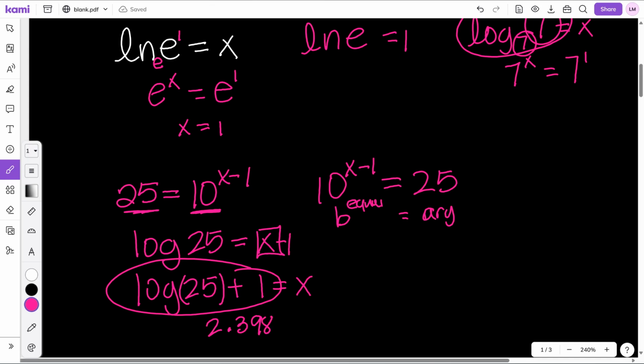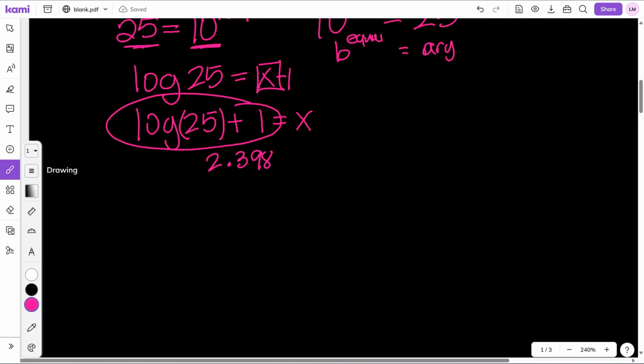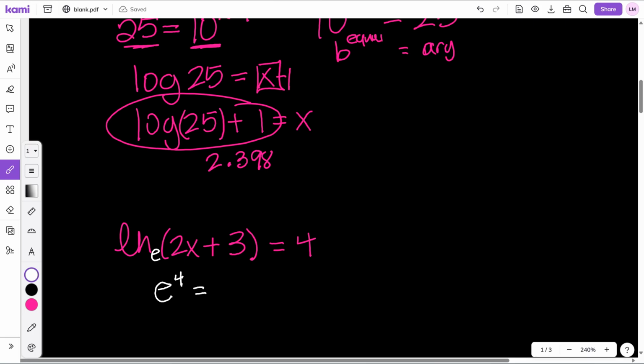Okay, let's try one more with natural log. Natural log of 2x plus 3 equals 4. Let's change this to exponential. What's my base? Yep, it's e. So I have e to the 4th equals 2x plus 3.